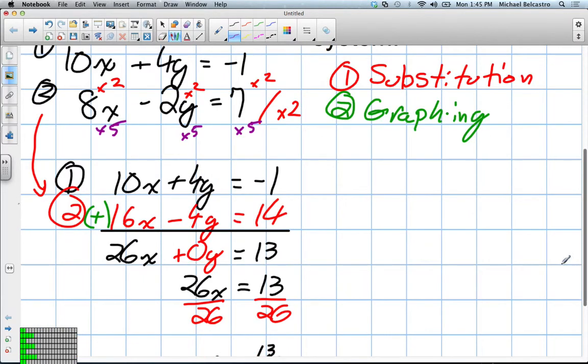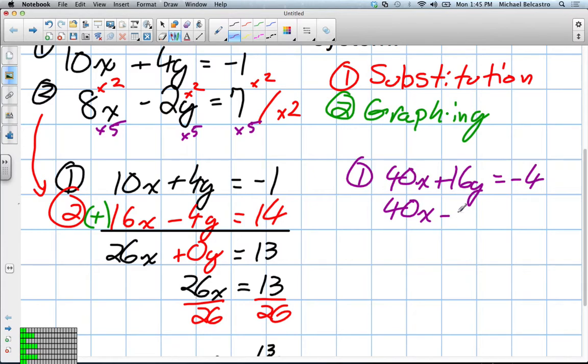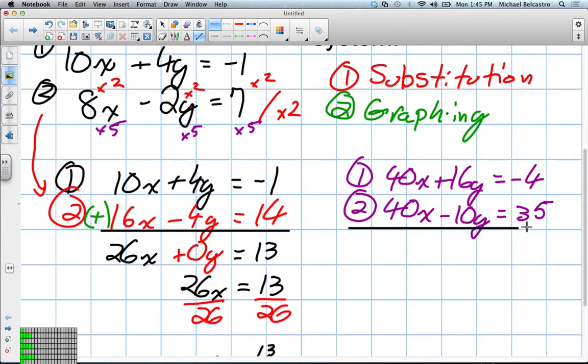So, we have two new equations. Equation 1 will read 40x plus 16y is equal to negative 4. The other equation will read 40x minus 10y equals 35. Still equation 1 and 2. What we did is we made the coefficients the same. Now, remember how I said we choose whether to add or subtract? That's it, we're going to subtract. We're going to need to subtract in this one to eliminate both of the 40s. Good.